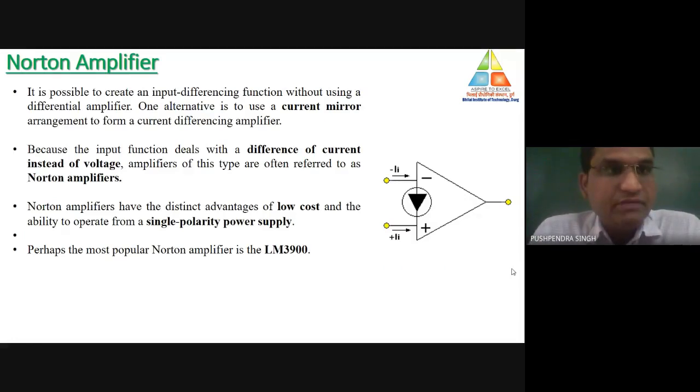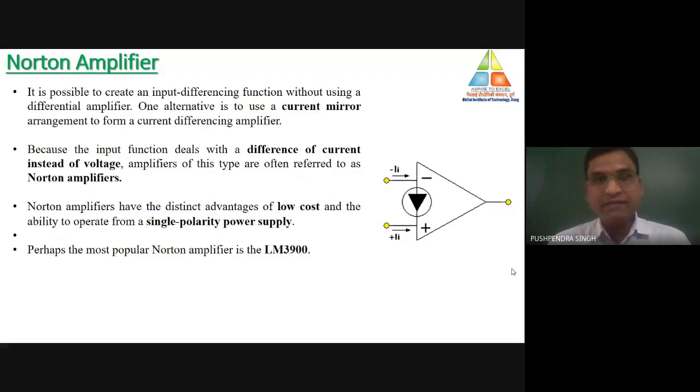The basic operational amplifier IC 741 works on the principle of differential amplifier. That means the output voltage is directly proportional to the difference of the two input voltages. So that was the basic fundamental of IC 741.